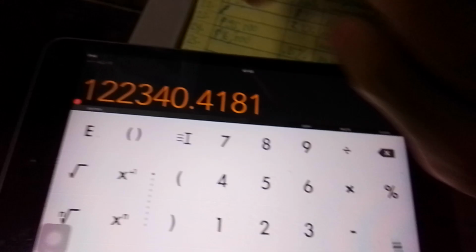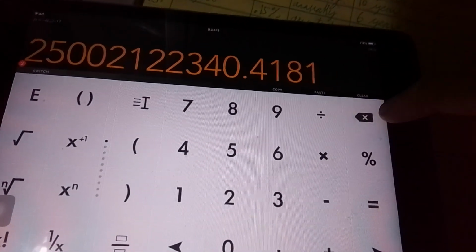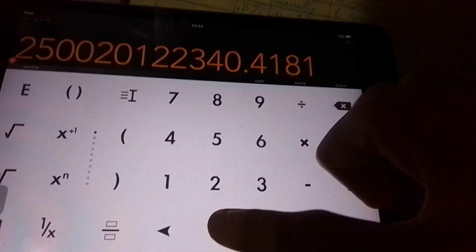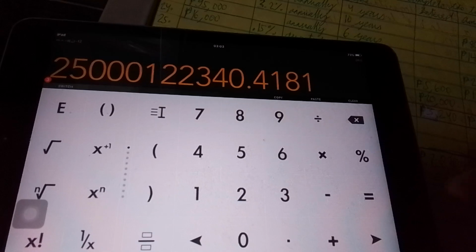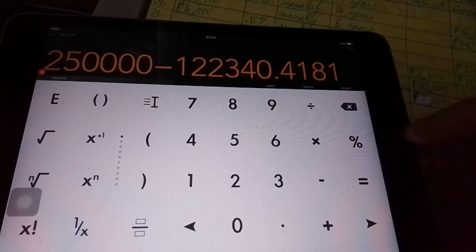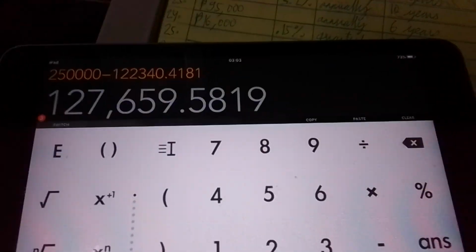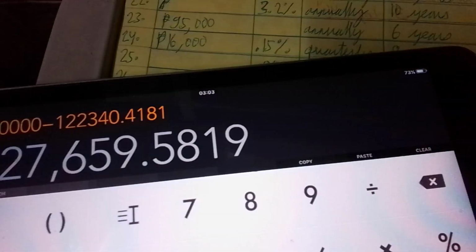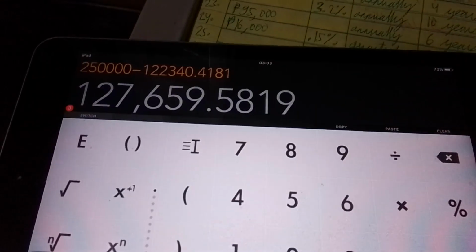Pero, di ba remember sabi dito, if you want to get the future amount, it's just very easy. So future amount, which is 250,000, minus this answer. And you should get 127,659 as your interest, which you got here.